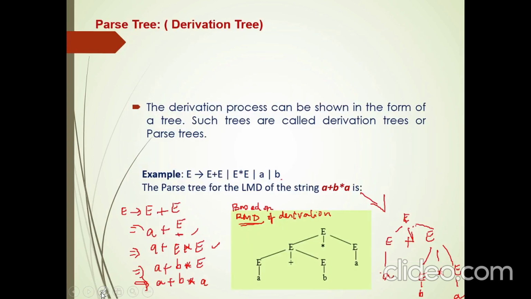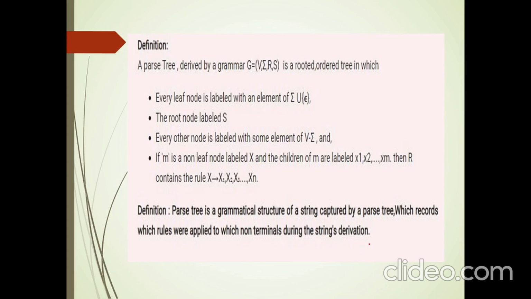So here you can see that every leaf node, this is the leaf node. The bottommost of each level is a leaf. This is a leaf node. This is a leaf node here. If you take this branch, this is a leaf node. So every leaf node is labeled with an element of the alphabet, or suppose your grammar contains epsilon, it can even be epsilon. Sometimes it can be even epsilon.